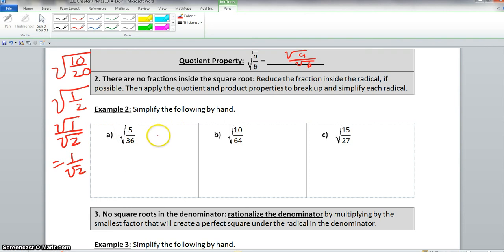We have the square root of 5 all over 36. We know 5 and 36 have nothing in common. So we would do the square root of 5 over the square root of 36. Now the square root of 5 stays the same. But we know the square root of 36 is 6. Since there is no radical in our denominator, we're done.